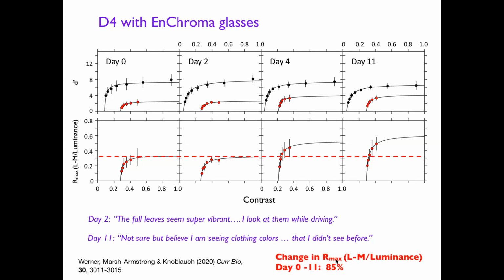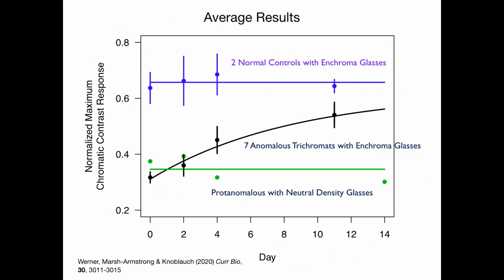And the maximum change is an 85% change for this observer in the Rmax value. Here are the summary results, the average of the 7 observers. First of all, here's the average change in the Rmax of the 2 color normal observers who wore the chroma glasses. The green shows the average change for the 1 proto-anomalous observer who wore the neutral density glasses. So no change. But in the average of the 7 observers, we see a change over days, progressively in the response gain, but not in the contrast gain.